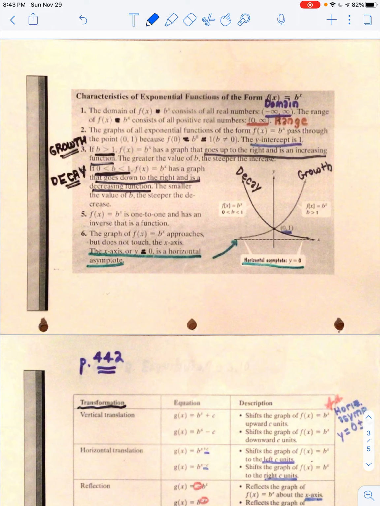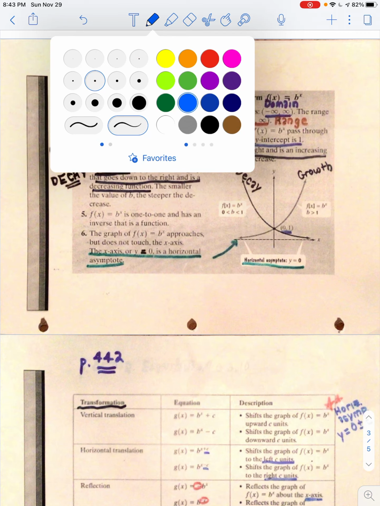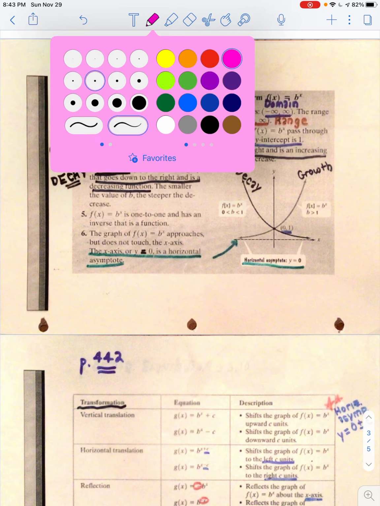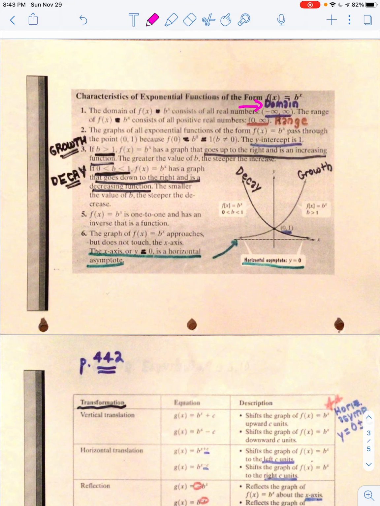The first page says characteristics of exponential functions of the form f of x equals b to the x. And that could be any base. It doesn't have to just be 2 or 1/2. So here it's saying that the domain, let me change the color to something that stands out, pink, is negative infinity to positive infinity. The range is from 0 to positive infinity. The graph, whether it be a decay graph or a growth graph, approaches the x-axis but doesn't cross it.